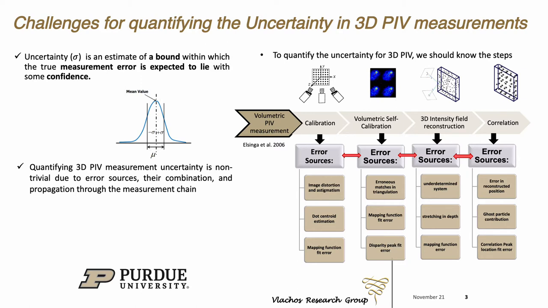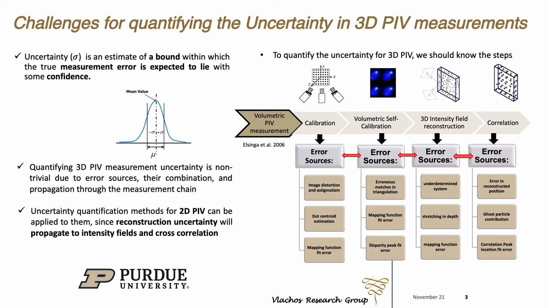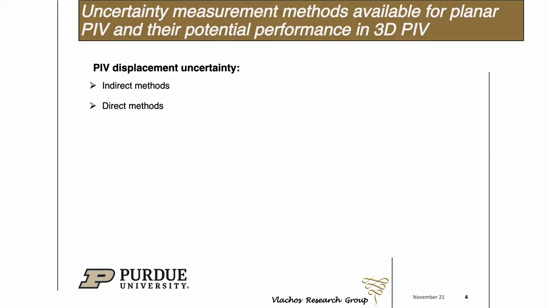However, we hypothesize that the methods for 2D PIV, which only includes correlation process, can apply to 3D PIV as well, since calibration and reconstruction uncertainty will propagate to intensity fields and cross-correlation. So in this study, we reviewed the 2D uncertainty methods to see which one adjusts more for our purposes.